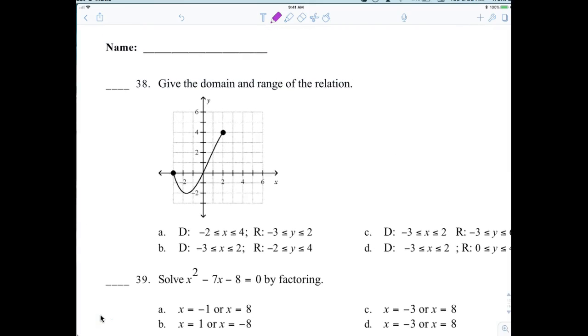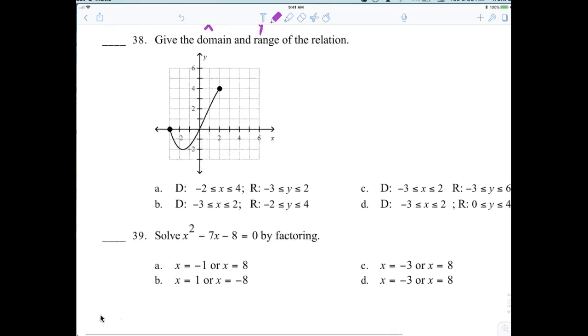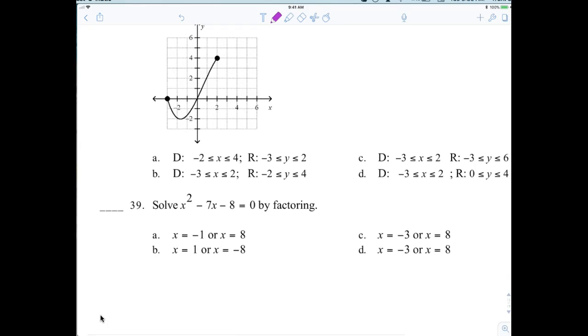Okay, remember now, what did I say the domain was? And the range is? Right. So your domain is the x value. So for domain, I always tell kids, look left and right. How far to the left can you go? -3. How far to the right can you go? 2. So the domain is from -3 to 2. So it's not A, could be C, could be D, could be B.